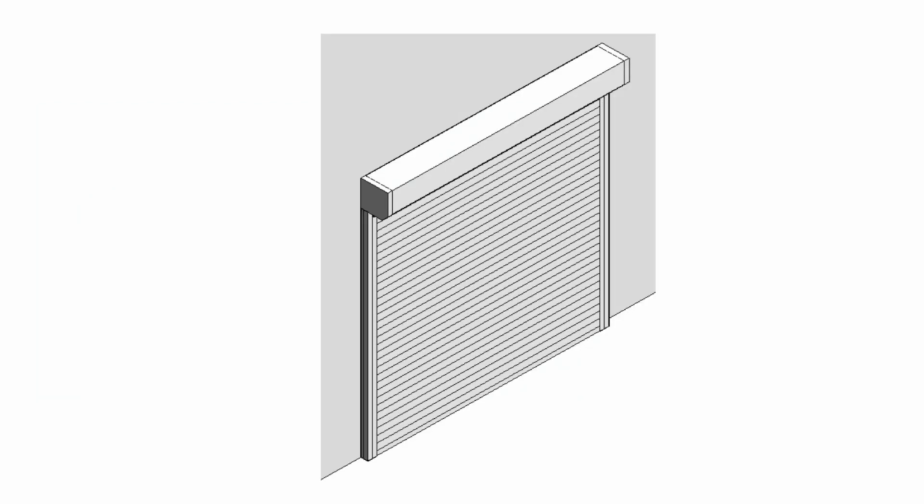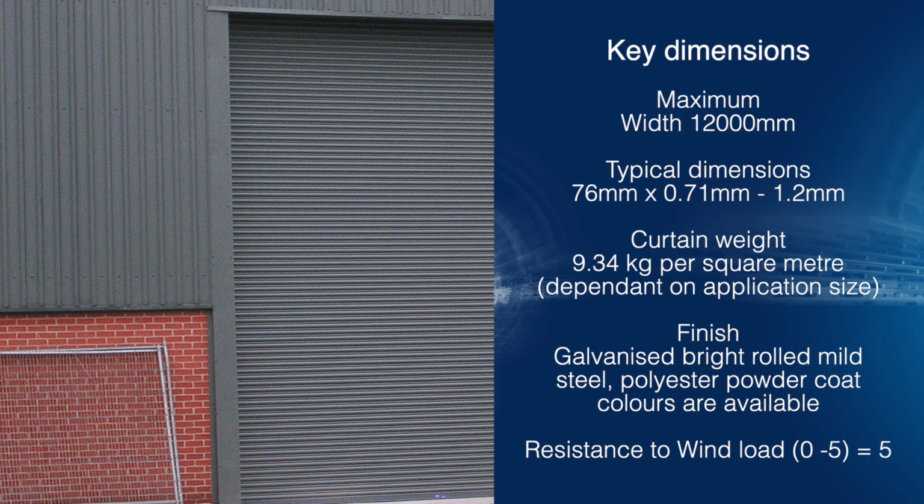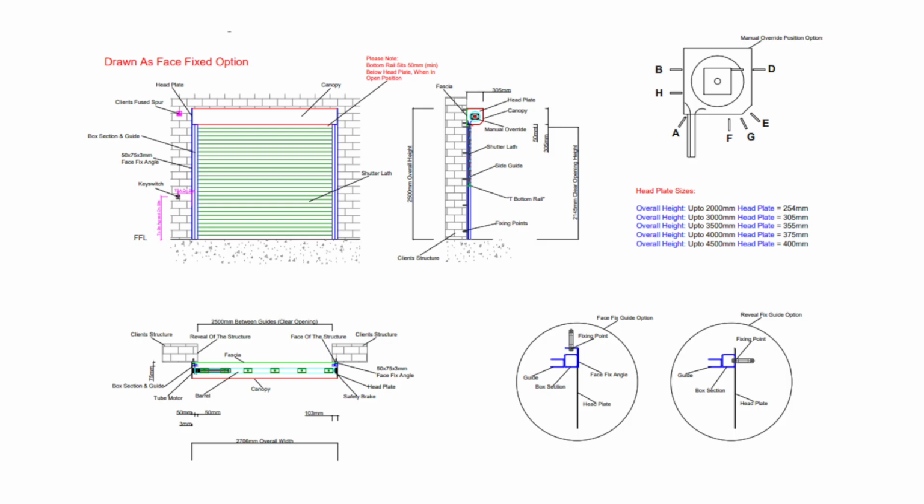The most frequently encountered applications are those where strength and cost effectiveness take precedence, including loading bay doors in industrial facilities, warehouse doors, car parks, agricultural premises, and industrial units. Key dimensions are shown here. The shutter headbox is made from 0.91mm galvanized pressed steel, available in various designs.